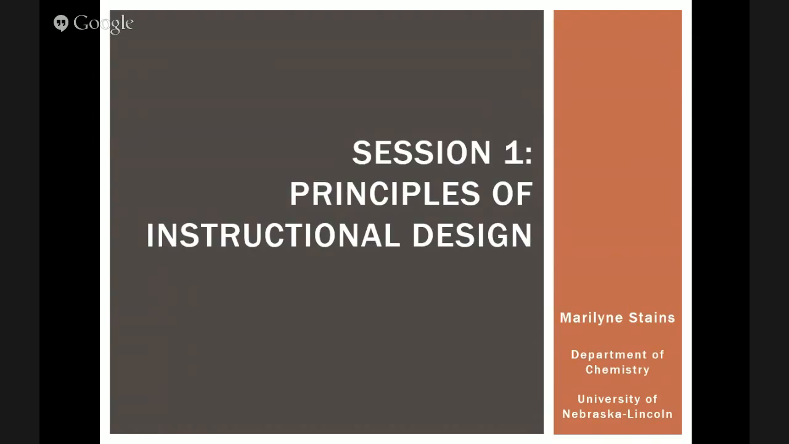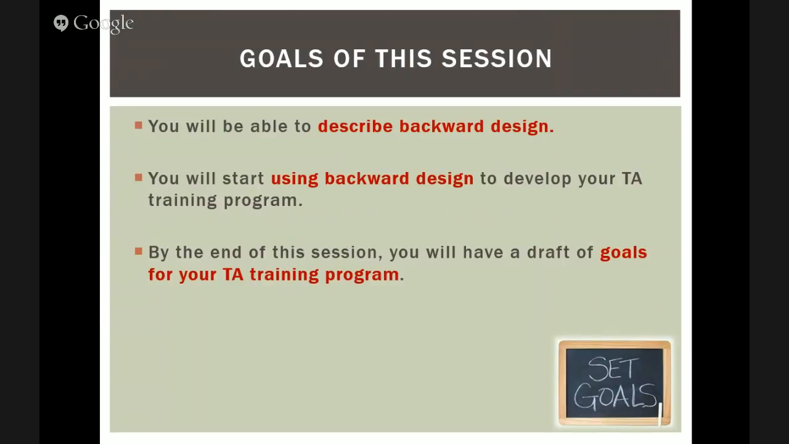So let's see, the first session is called Principles of Instructional Design. And really the goal for this session is to introduce you to this idea of backward design. How many of you have heard of backward design already? Oh, that's great. It's a principle that's used in education to develop curriculum, to develop courses or lesson plans. It can go down from broad to very narrow. And then I'll show you how you will use backward design throughout this whole 3 days. We have laid out things so that you will experience backward design.